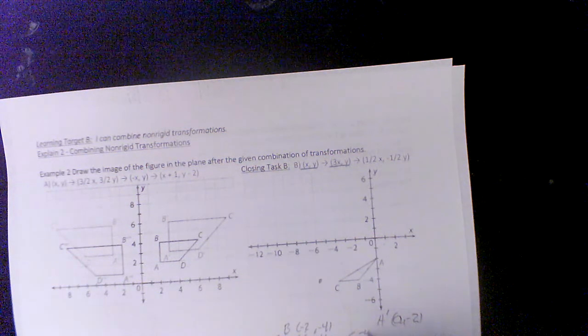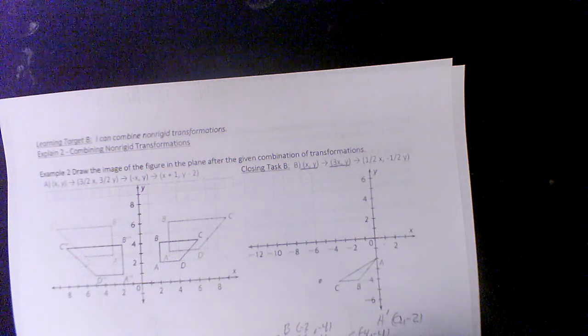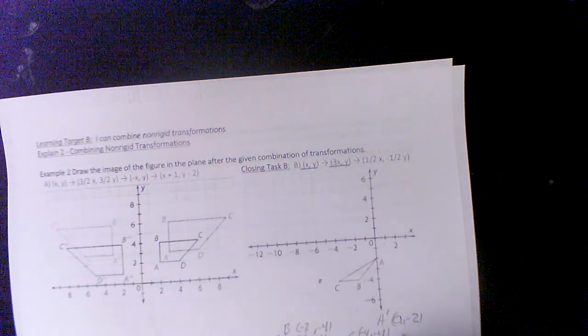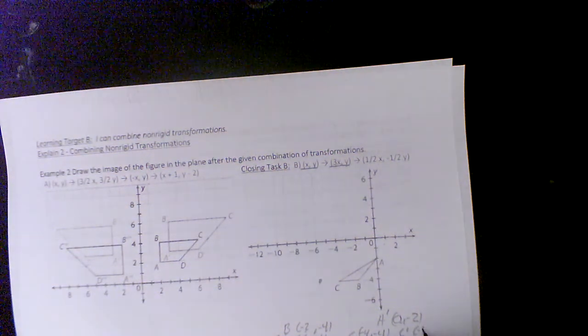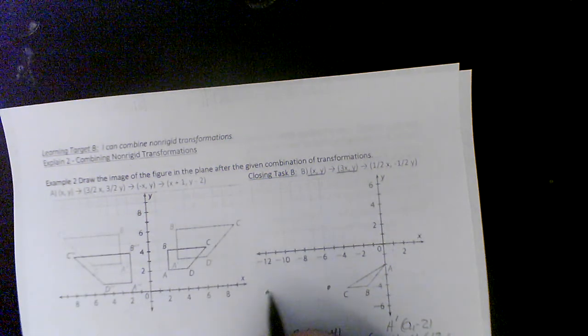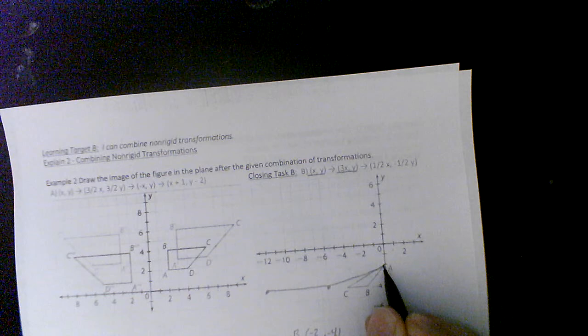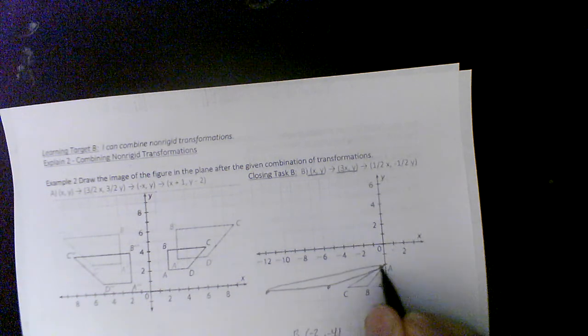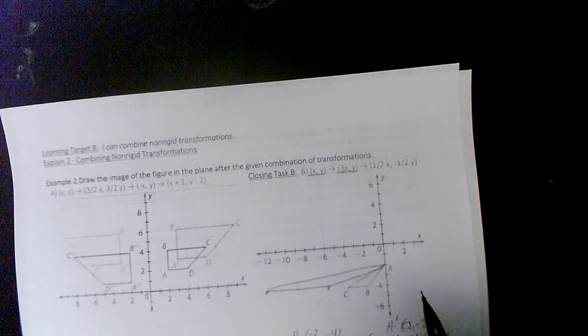C was negative 4, negative 4. But I'm going to take this and multiply it by 3. So C prime is negative 12, negative 4. So my new C prime is right out here. So I get something that has been stretched horizontally, right?